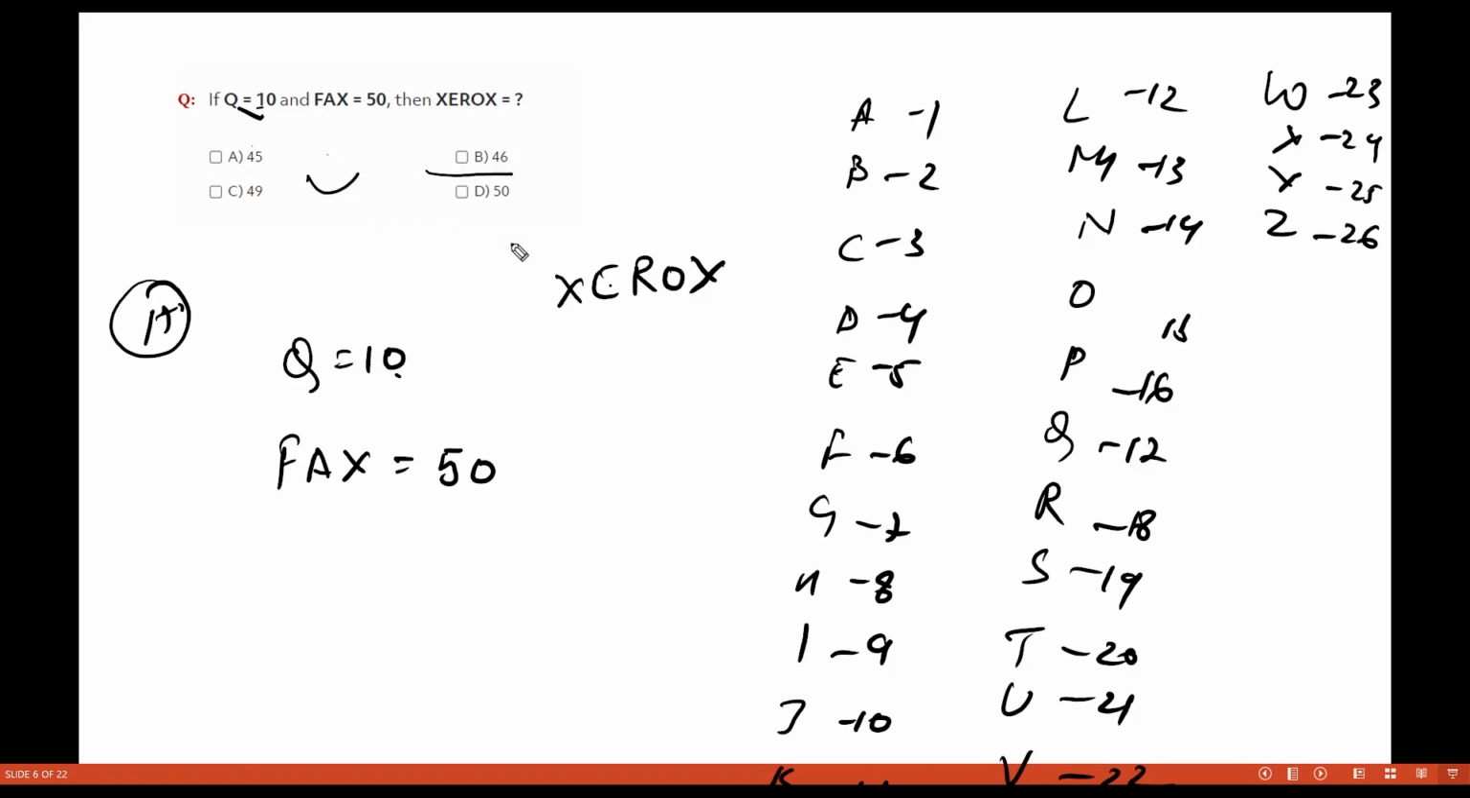FAX is facts. Okay. So F is 6. A is 1 obviously, and X is what? X is 26. Okay, but this is coming to be 50. If we add this, what are we getting? We'll get 32 and 33. Okay, so 33 is coming to be 50. Fine. So what is XEROX? Okay, what is XEROX? So we have to find what is XEROX. Okay, now see.